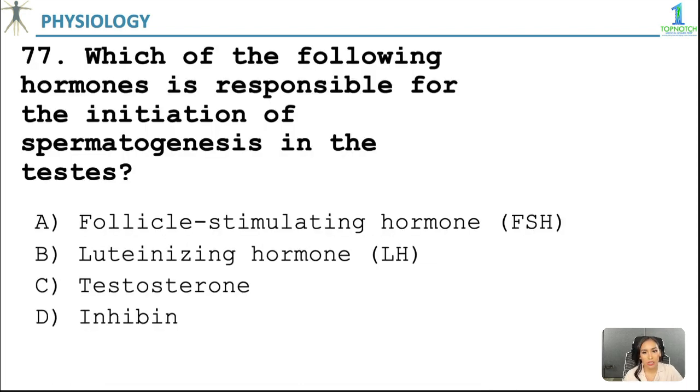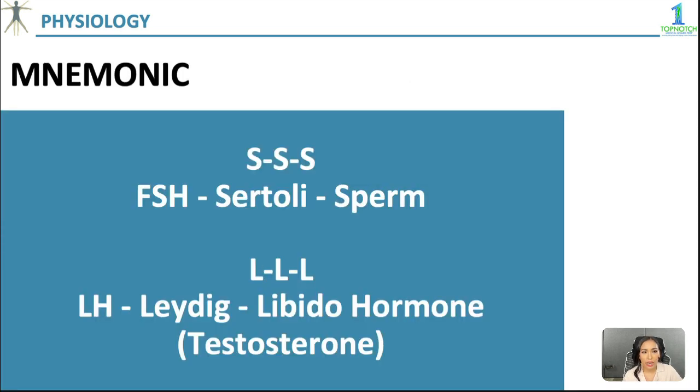Okay, number 77. Which of the following hormones is responsible for the initiation of spermatogenesis in the testes? And the correct answer is A, follicle-stimulating hormone. So let's look at this mnemonic: SSS, FSH, Sertoli, sperm. LLL, LH, Leydig, libido hormone or testosterone.